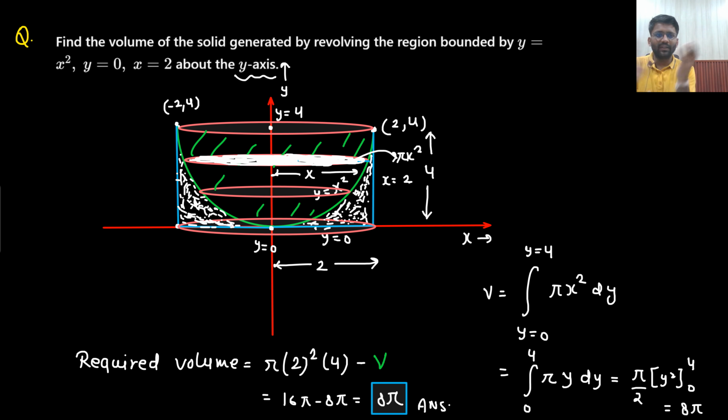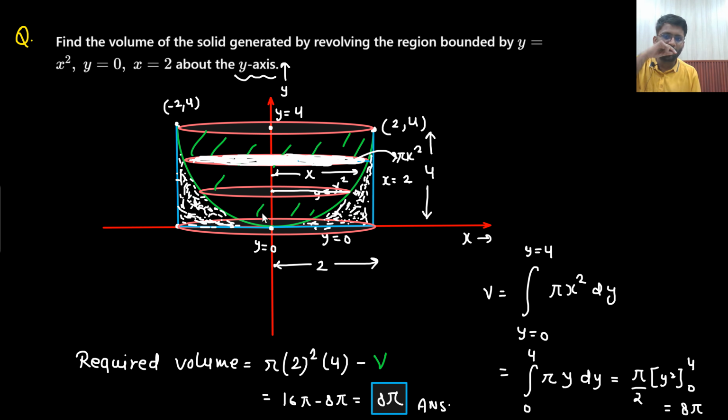So what will be that volume? Sir, there is a cylinder. This cylinder volume I already know, that is 16 pi minus the volume V. So this volume we are supposed to find out, which is a bowl kind of shape. If it is a bowl kind of shape, sir, I can take circles everywhere. When I take those circles, the length is x here. In the x direction, everywhere the length is x only.